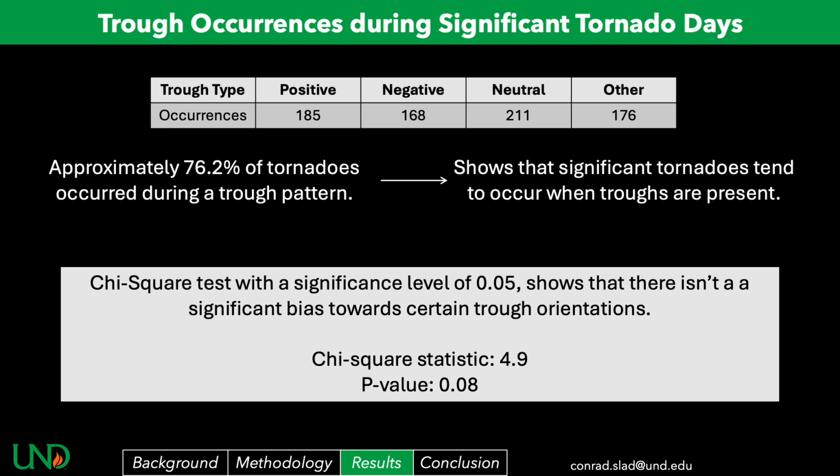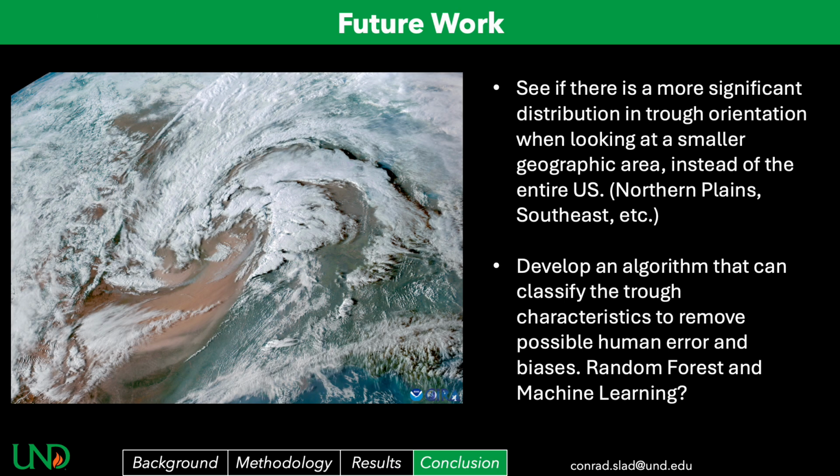So if there's no clear favorability towards any specific trough orientation for significant tornadoes, what can we look forward to? Is there any more research that could be done with this? Well, I would like to see if there's a more significant distribution in the trough orientations when looking at a smaller geographic area, because I looked at the entire United States. What if I looked at tornadoes that only occurred in the northern plains of North Dakota, or the southeast region of the United States, because different places in the U.S. tend to have different patterns.